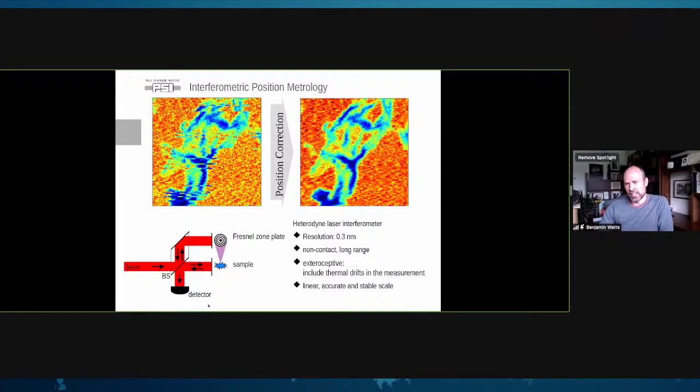glitches. So the resolution of this interferometer is much, much better than the spot size of the zone plate. So compared to the resolution of the zone plate, our positioning is essentially perfect. And it includes any thermal drifts, so we don't have to worry about things drifting over time. We really know where things are.